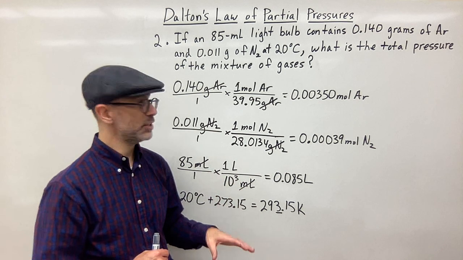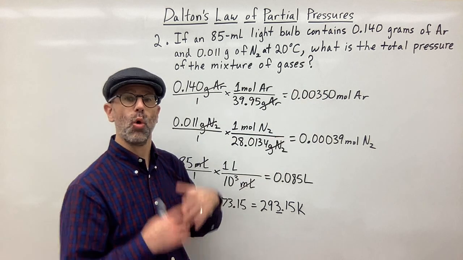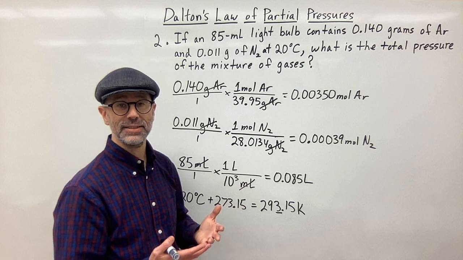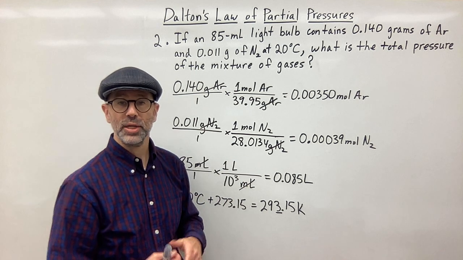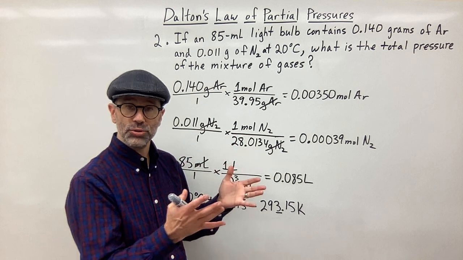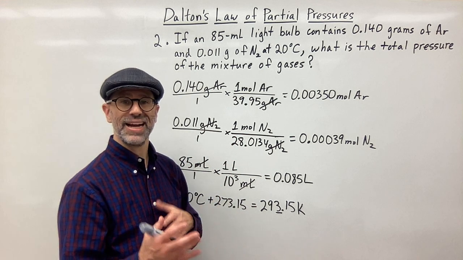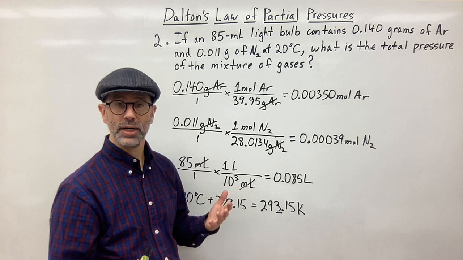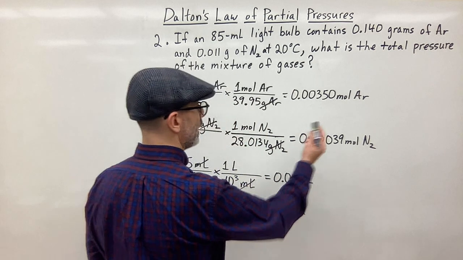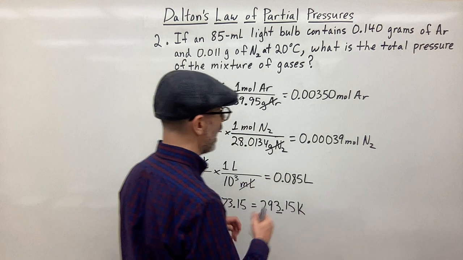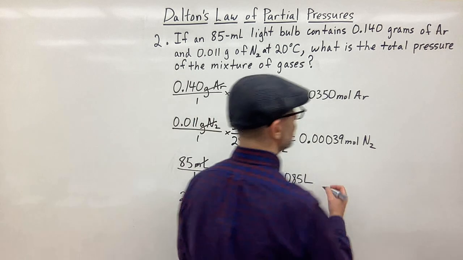Another way to do it is to just add the moles together and get the total moles of the gases, and then plug that into your ideal gas law equation, because the total moles is going to give you the total pressure. So we're going to go ahead and do that, because that kind of lessens the number of calculations we have to do. So we're going to go ahead and add these together.